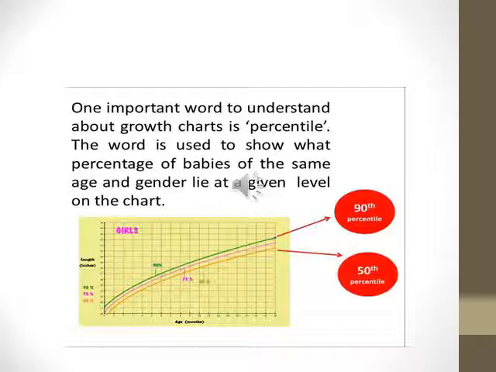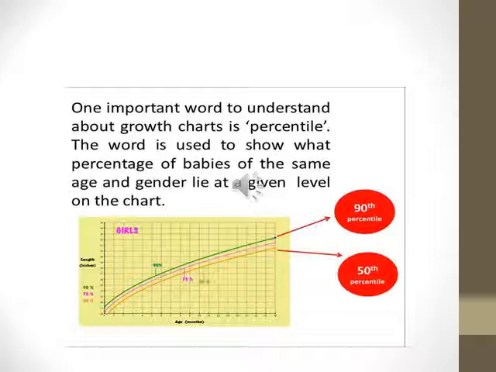So if the child is above the 50th percentile, like at the 70th or 75th percentile, we consider that the child is having a good growth, or his height or weight is according to his age. But if the child is below the 50th percentile, it means there is something wrong. And if he is below the 3rd percentile, it means that he is severely malnourished. On the other hand, if he is above the 90th percentile, it means the things are not good either.